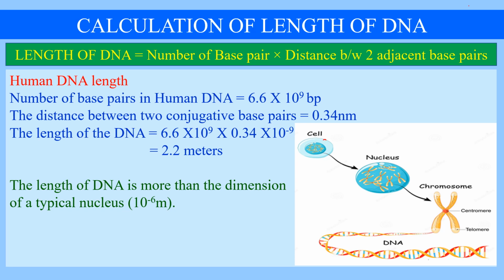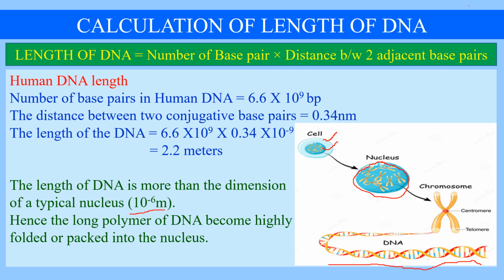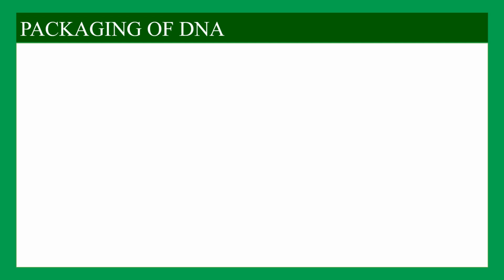This is a cell. Here inside the cell you can observe the nucleus. The dimension of the nucleus is very small, about 10 raised to minus 6 meters. But the length of the DNA is more than the dimension of the nucleus. Hence, the DNA has to be highly folded to pack inside the nucleus. To pack a long length of DNA into a small nucleus, there is a specific method called packaging of DNA.